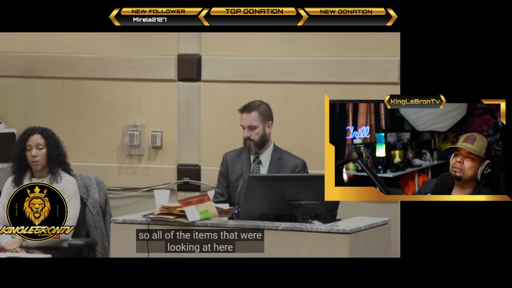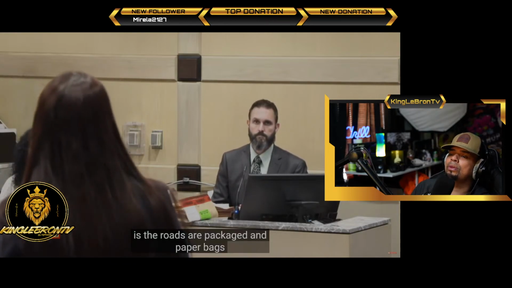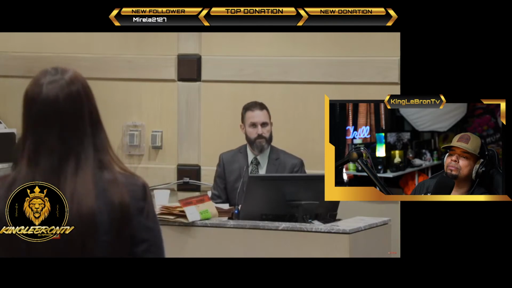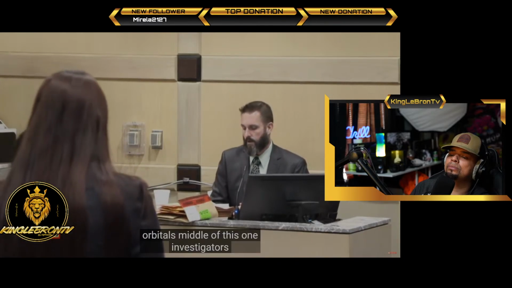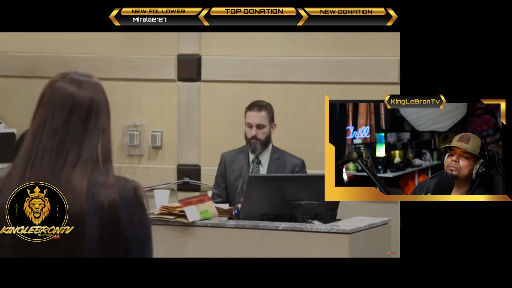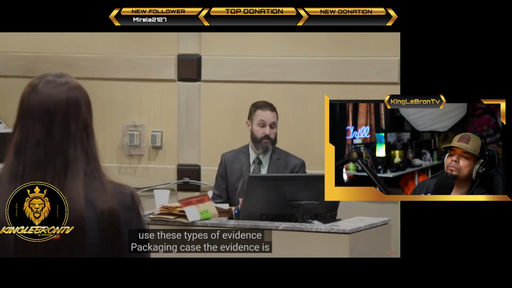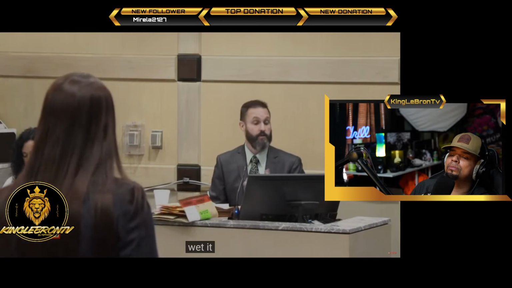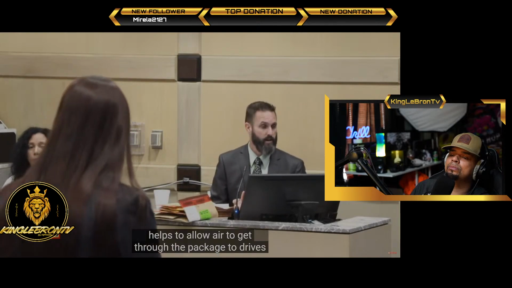Things like that. So all of the items that we're looking at here, Mr. Rose, are packaged in paper bags or manila envelopes, yes. Why is that? The investigators use these types of evidence packaging in case the evidence is wet. It helps to allow air to get through the package to dry it.